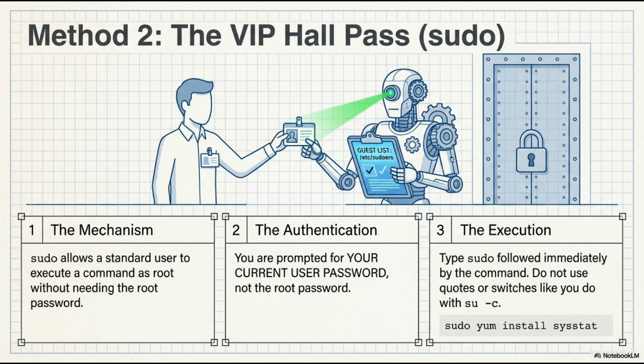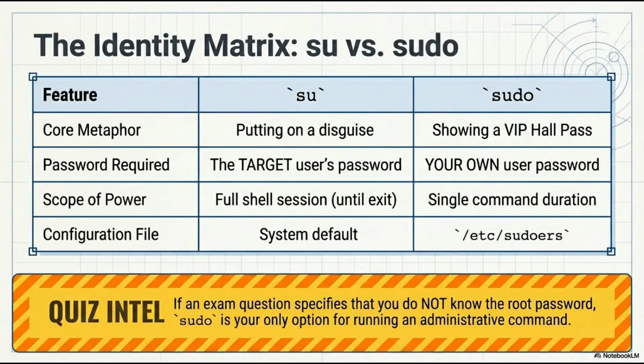Let's lock this contrast down on slide 9, titled The Identity Matrix, su versus sudo. It's a great summary matrix. Su is the disguise. It requires the target's password and grants a full session by default. Sudo is the VIP pass. It requires your own password and grants power only for that single execution line.